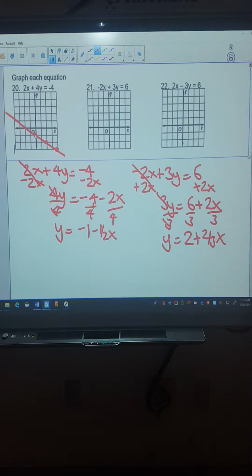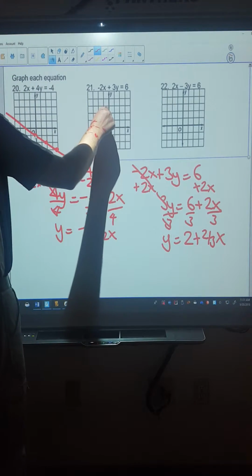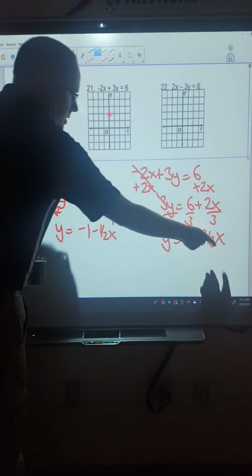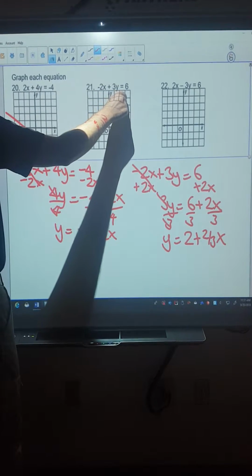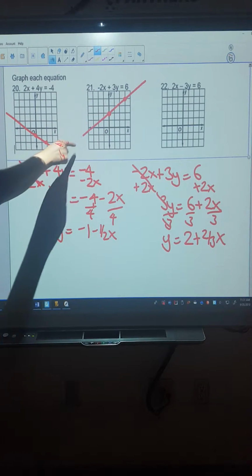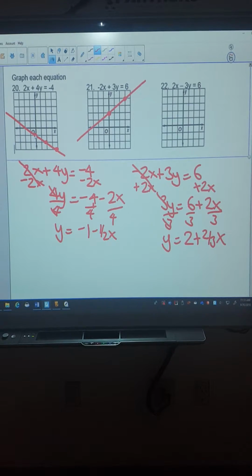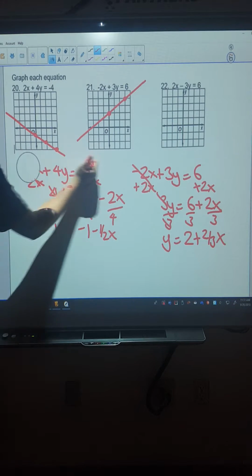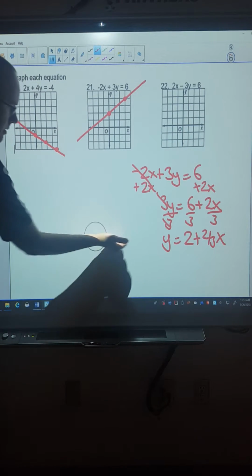And then I can do the same thing. Starts from 2 on the y-axis. And the slope of 2/3 means I go up 2 and across 3. And then I can join those up. Let's do 22 on this side, where I've got a little bit more room.